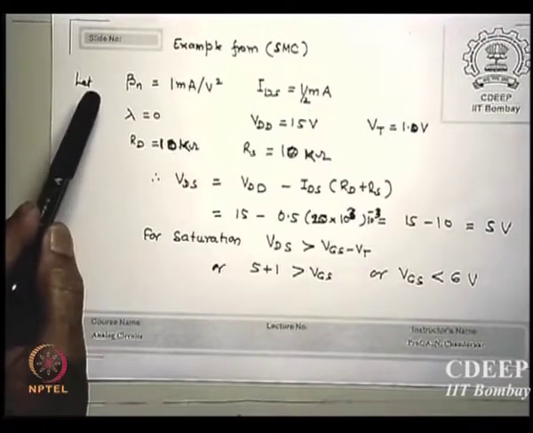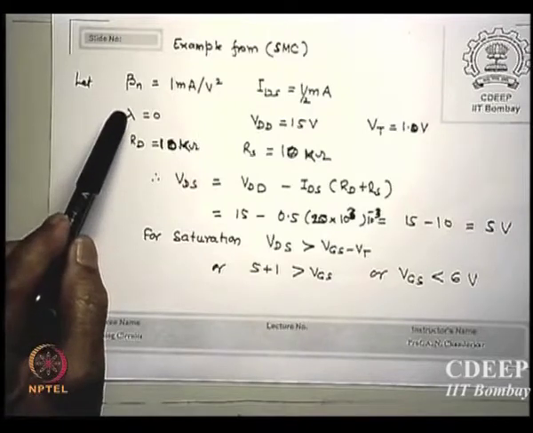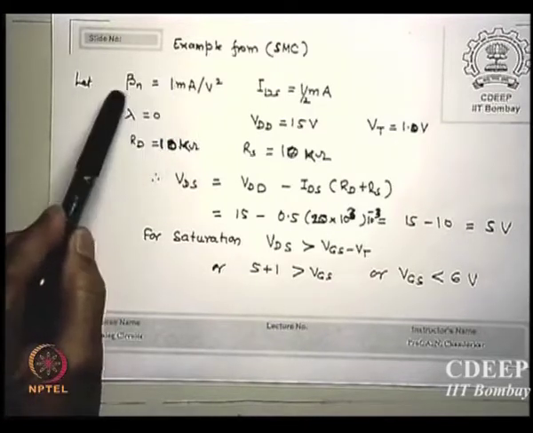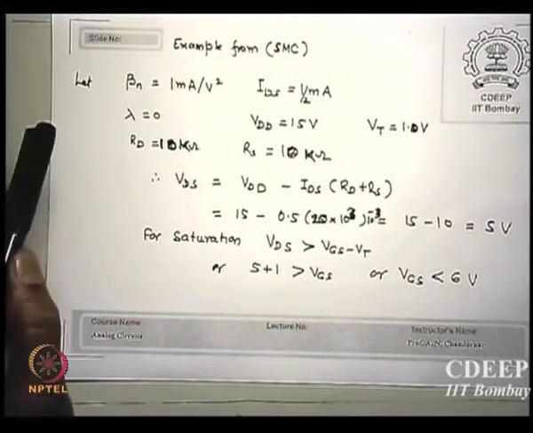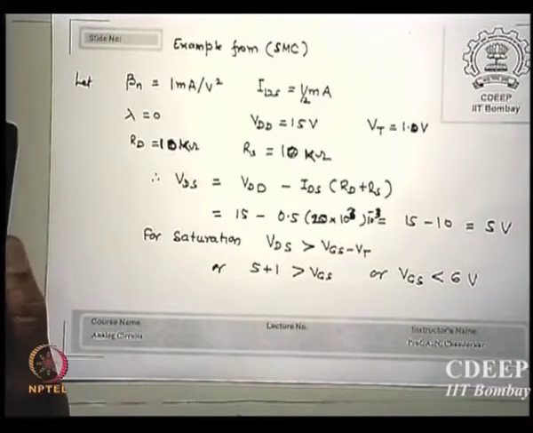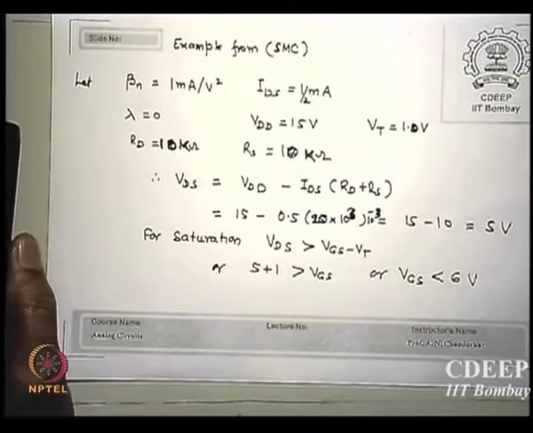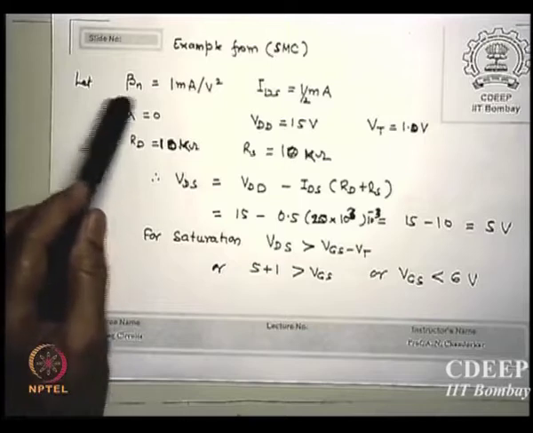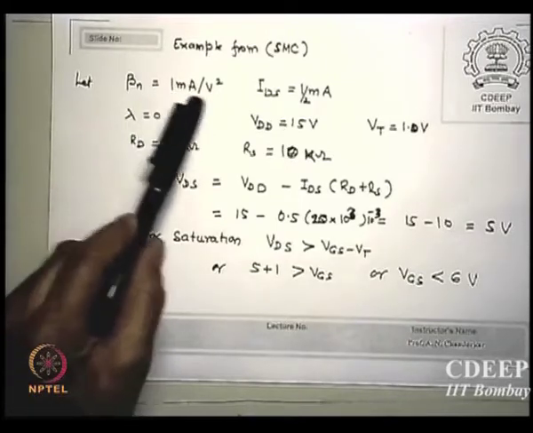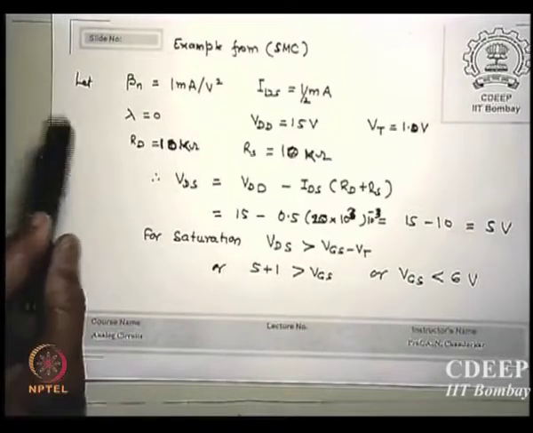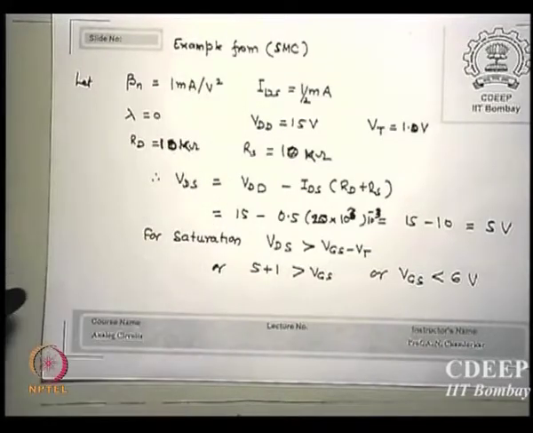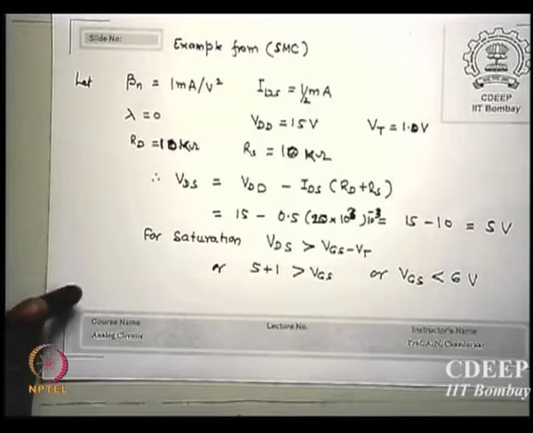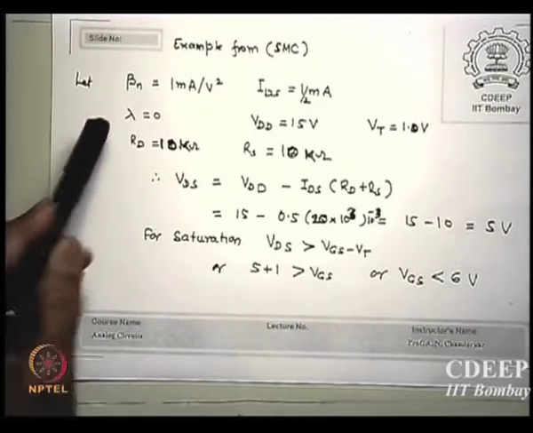Beta N, so even if I do not put the N there, assume beta N, okay. Given to me is beta N. What is beta N actually in numbers? Beta N is mu Cox times W by L of the transistor. So right now sizes have been taken, mu Cox is known, and the total product of mu Cox W by L is 1 milliamp per volt square. Let us say the bias current I am looking for is half milliamp.